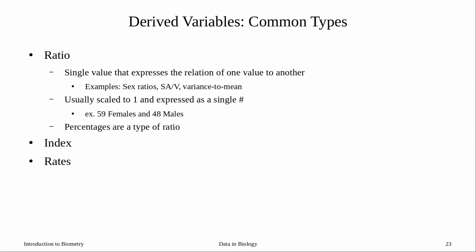Makes things a little bit easier to work with. We can also usually express ratios as a percentage. Percentages are a type of ratio, especially when dealing with sex ratios. But not all ratios can be expressed as percentages. So when we talk about percentage female, percentage infected or uninfected, those are ratios as well.